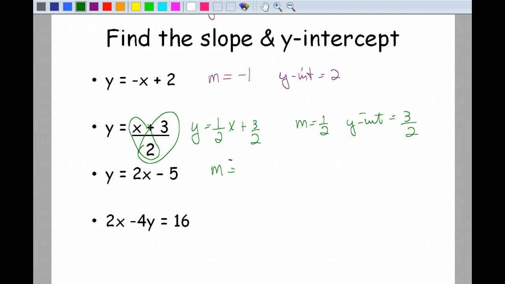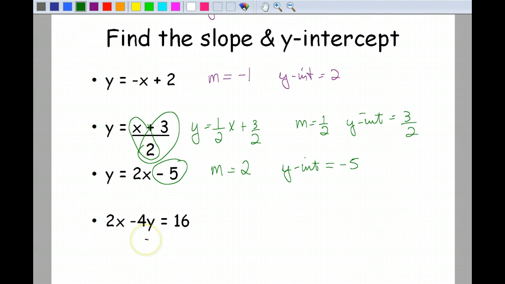This one, what's my slope? y equals 2x minus 5. That's the coefficient of x. See how all this terminology is coming back to us. What about the y-intercept? Be careful with this one. It's not just the number, it also carries the sign with it. So my y-intercept is negative 5.